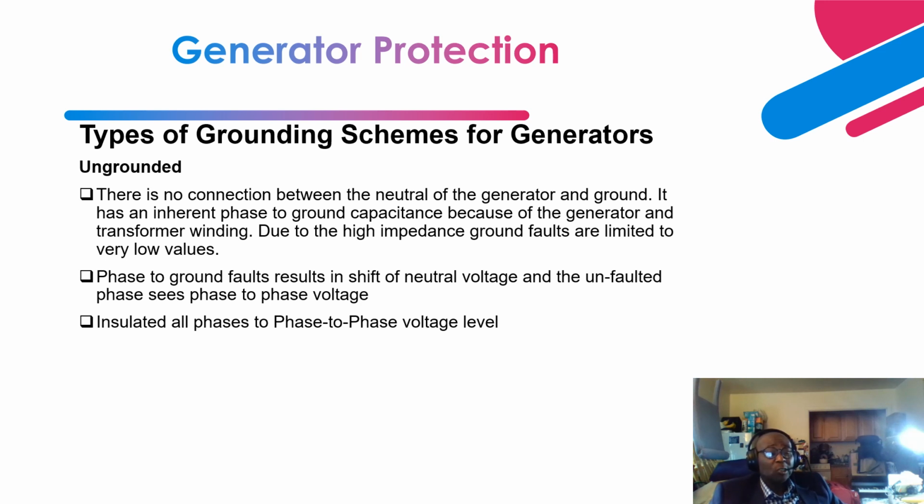So because of the ungrounded nature, detecting a ground fault is very difficult. You have to come up with a scheme to derive ground detection for this. A phase-to-ground fault results in the shifting of the neutral, and the unfaulted phases basically see much more of a phase-to-phase voltage.